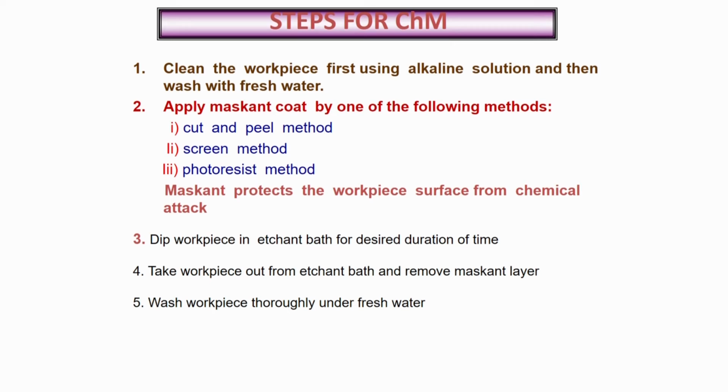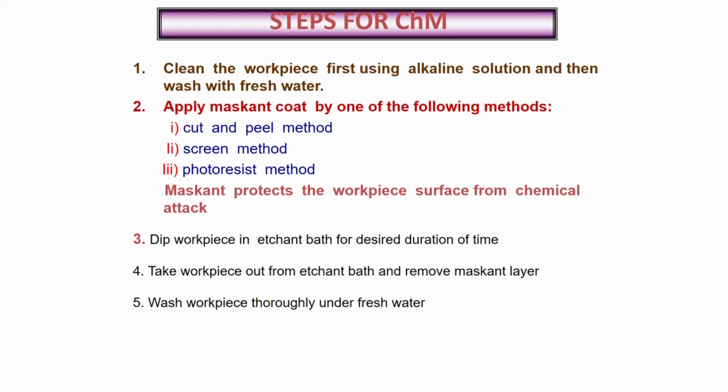After that we have to put on a maskant coat by one of the following methods. There are different methods for depositing this maskant on the workpiece surface. One method is the cut and peel method. The second is the screen method, and the third is the photochemical method or photoresist method. The photoresist method is sometimes also called photochemical machining. This maskant protects the workpiece surface from chemical attack.